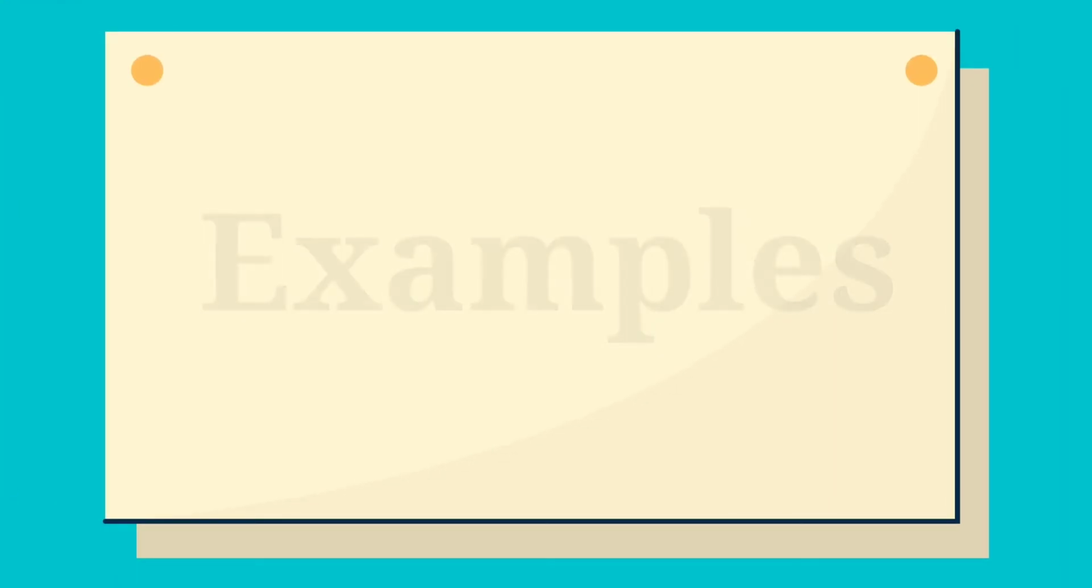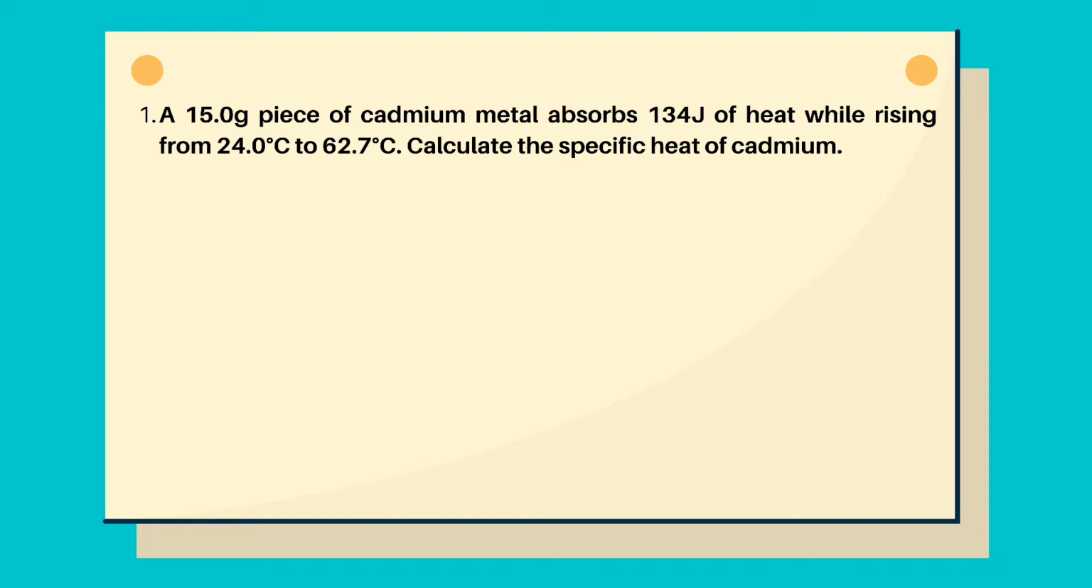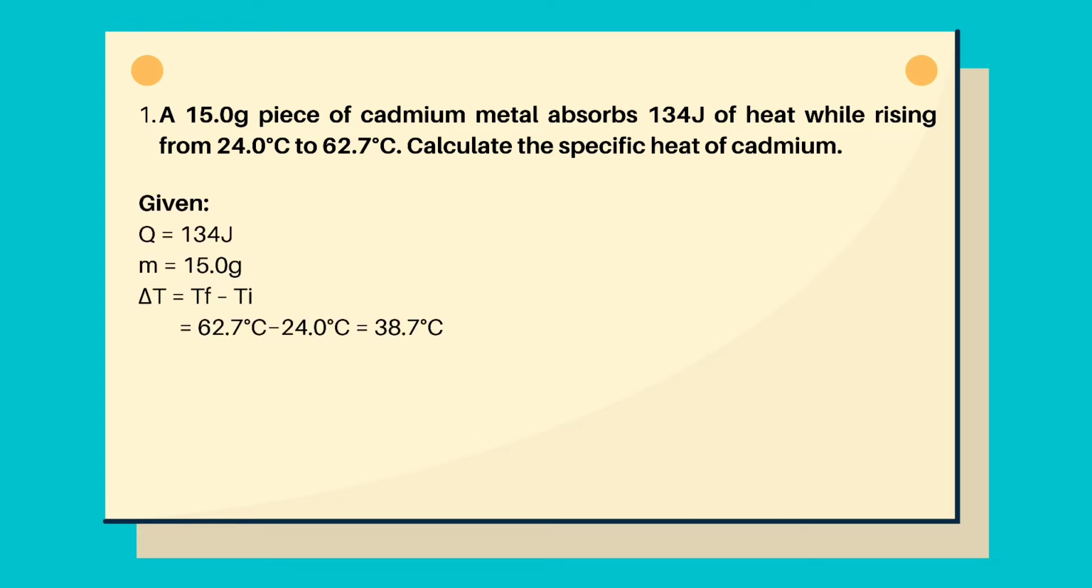Let's have some examples. A 15-gram piece of cadmium metal absorbs 134 joules of heat while rising from 24 degrees Celsius to 62.7 degrees Celsius. Calculate the specific heat of cadmium. Given for this problem, we have heat equal to 134 joules. For the mass, we have 15 grams. For the change in temperature, we have the formula final temperature minus initial temperature. That is 62.7 degrees Celsius minus 24 degrees Celsius, which is 38.7 degrees Celsius. And the required for this problem is the specific heat of cadmium.